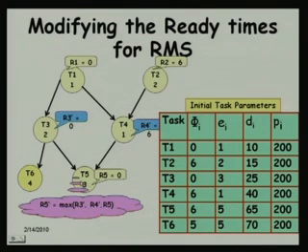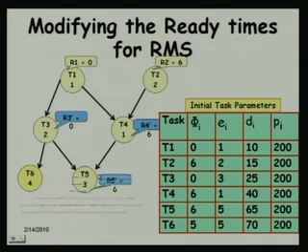Okay, we are doing this one. So, this will be the maximum of 6 and 0, which is equal to 6. And for T6, it will be the maximum of 0 and 5, which is 5. So, we will modify the ready times, a simple thing to do, so that the task precedences are honored.